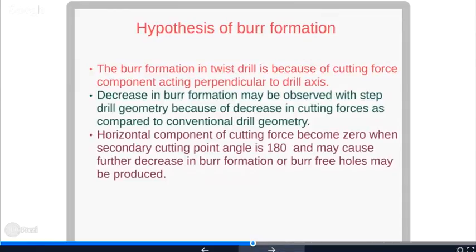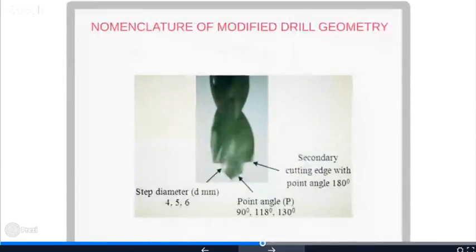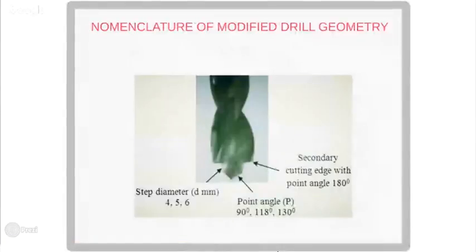I worked on the basis of this hypothesis, and I made a drill point geometry. Here the variation in the process parameters is with respect to the step diameter. The step diameter is 4, 5 and 6, and the point angle is 90 degree, 118 degree and 130 degree, and the secondary cutting edge of the drill point geometry remains constant at 180 degree. All these drill bits are solid carbide.